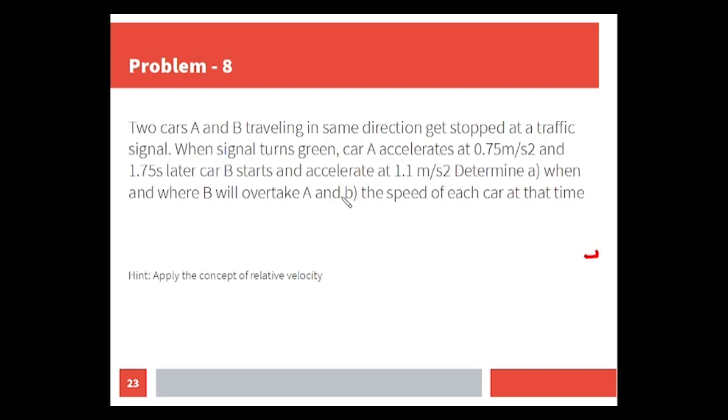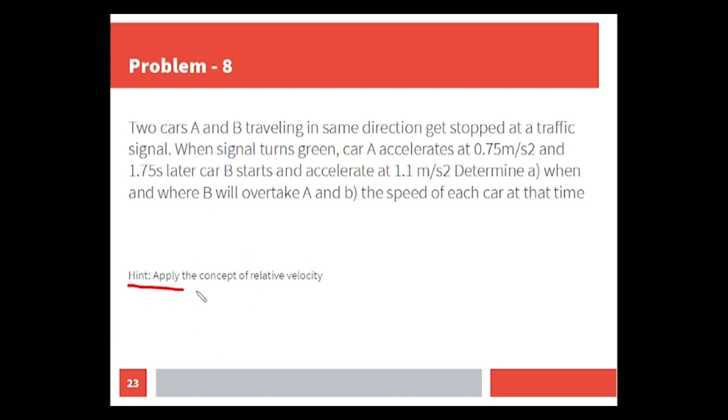Then let's move on to another problem. We'll just clear these things. Two cars A and B traveling in the same direction get stopped at a traffic signal. When the signal turns green, A accelerates at 0.75 meters per second squared, and 1.75 seconds later, car B accelerates at 1.1 meters per second squared. Find when and where B will overtake A, and the speed of each car at that time.